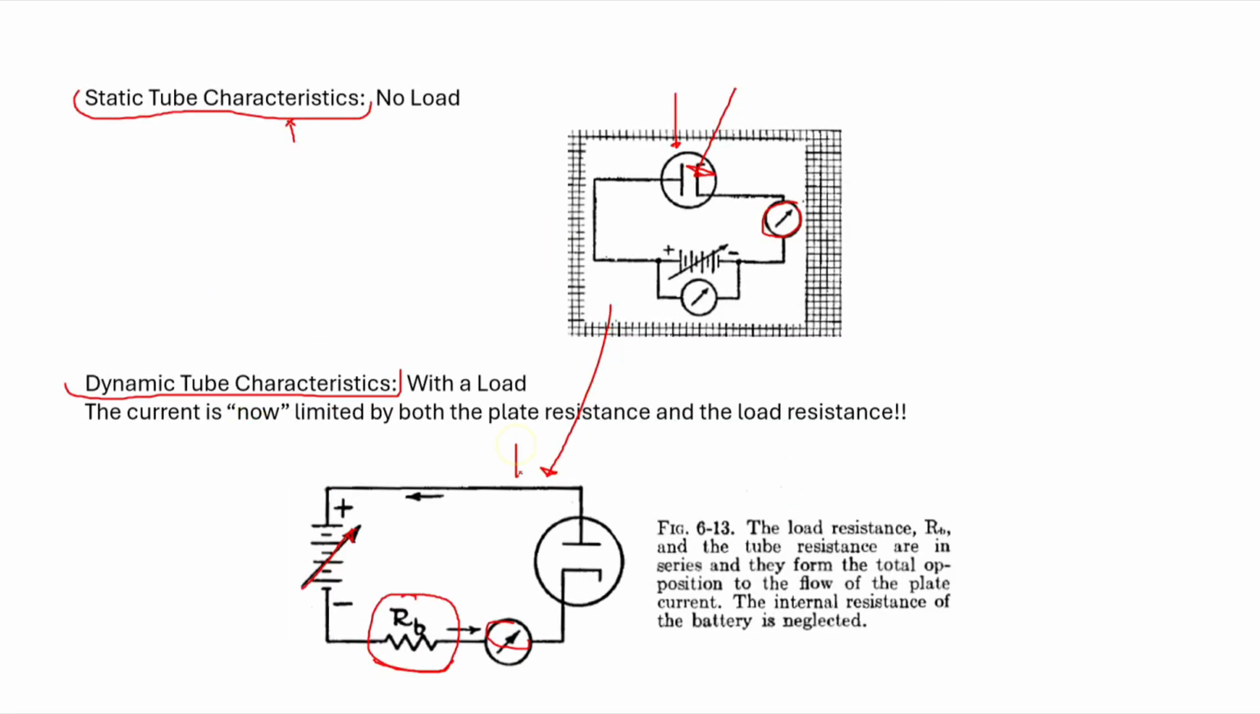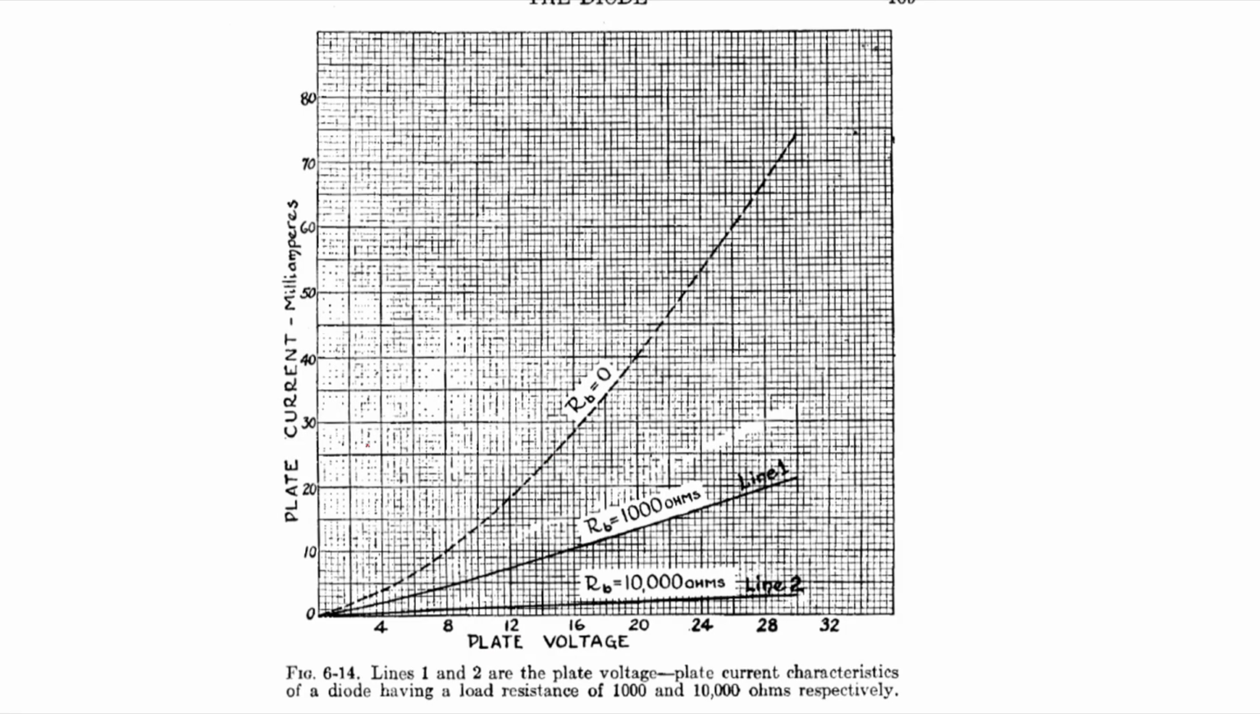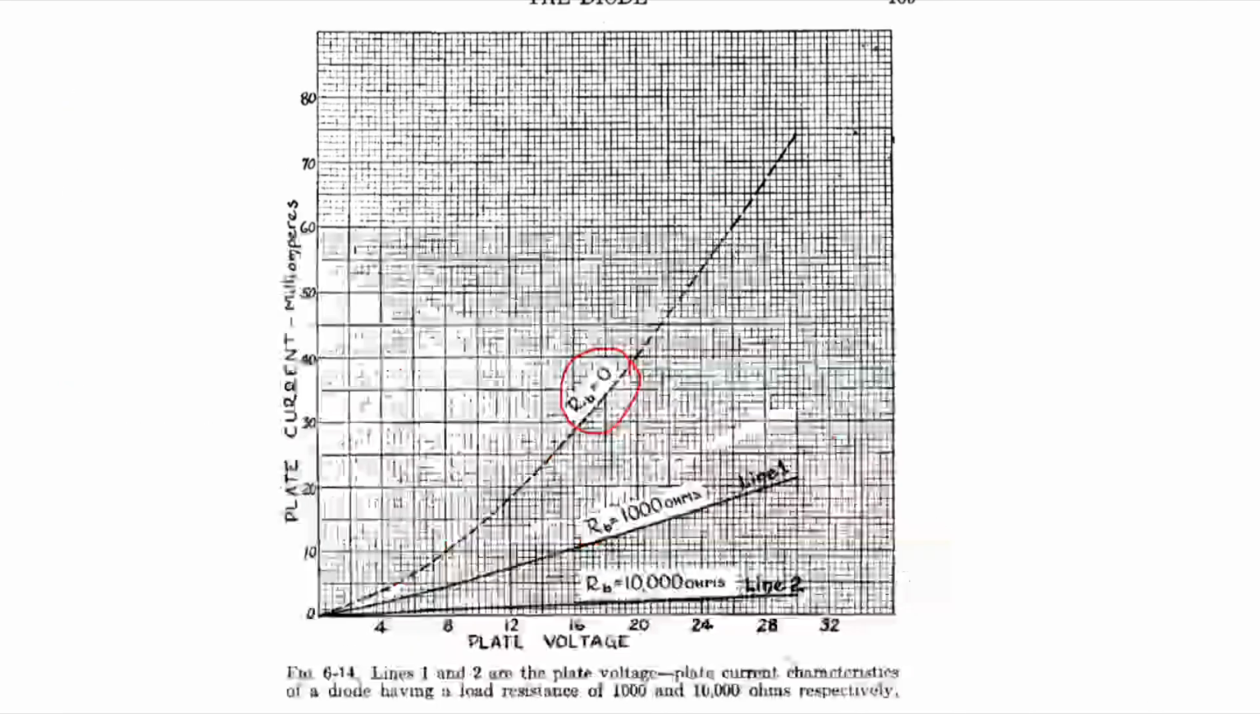In this situation, the flow of current will be not only limited by the internal plate resistance of the tube, but it'll also be limited by the parallel resistance of the load, in series resistance of the load in the circuit. That's going to serve to actually further reduce the plate current. And without getting into any more details, this dashed line is what we were just looking at, right here, static, no load.